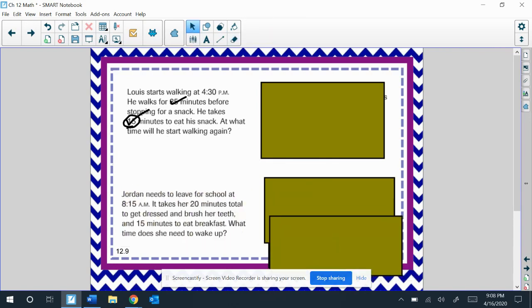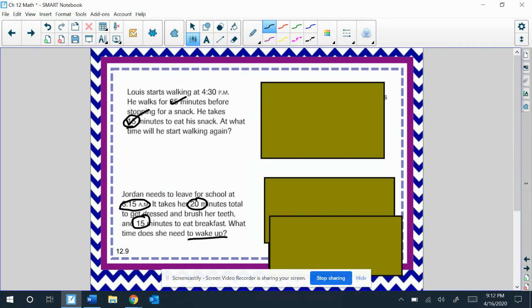Here's the next one. Go ahead and give it a try. All right, let's see how you did. Jordan needs to leave for school at 8:15. That's the time we need to know. It takes her 20 minutes to get dressed and brush her teeth and 15 minutes to eat breakfast. What time does she need to wake up?